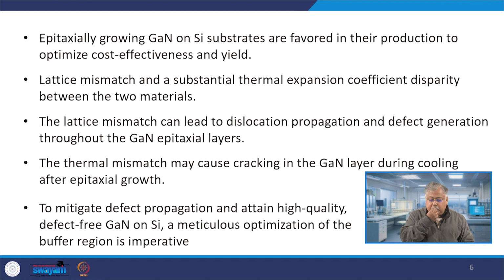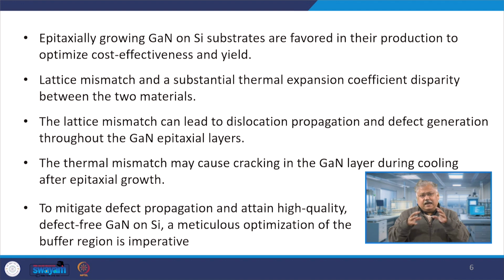So epitaxially grown GaN on silicon substrate is favored in production because the yield is much higher in case of epitaxially grown gallium nitride, the first case. However, the problem is typically when you grow a device epitaxially or otherwise, there is always a lattice mismatch, right? Now, since the thermal expansion rates are different for different materials, you might have stress which is built up between the two materials, which might result in further lattice mismatch or disparity between the two materials.